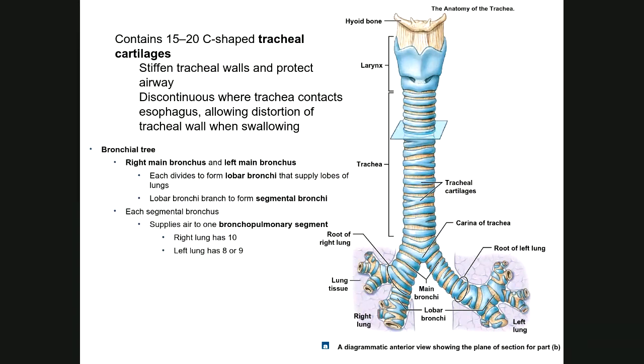So from this carina, you see it's going to branch into left and right, with branches going into the lungs. We know that the right lung has more lobes than the left lung. So automatically, the one that is going to be branching more is, of course, the right. This is why the right lung has more bronchopulmonary segments than the left bronchus.